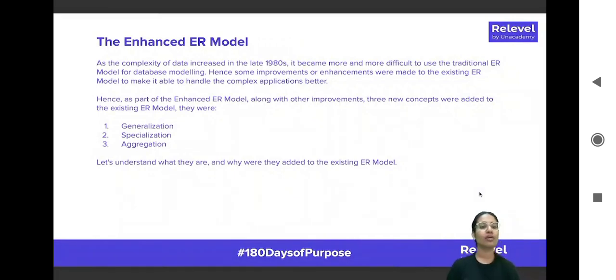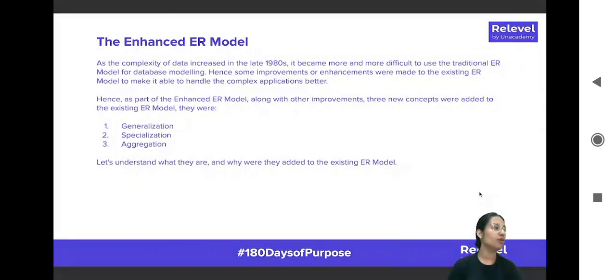The ER model was sufficient for data which was very simple. But the moment you put complexity in the data, the traditional model kind of fails a little and doesn't help a lot in database modeling. Hence, as part of the enhanced ER model, along with other improvements, three new concepts were added to existing ER models. The three are generalization, specialization, and aggregation.